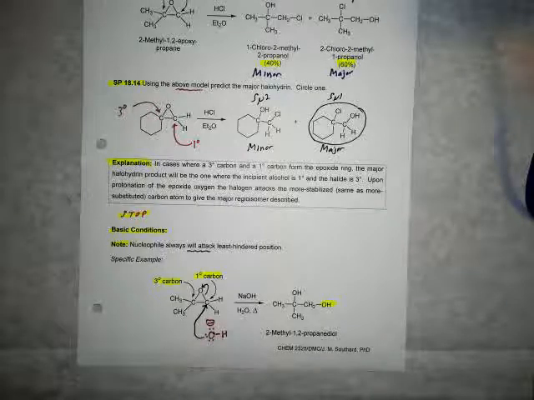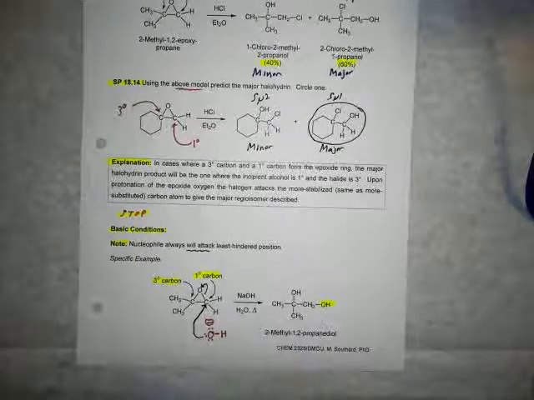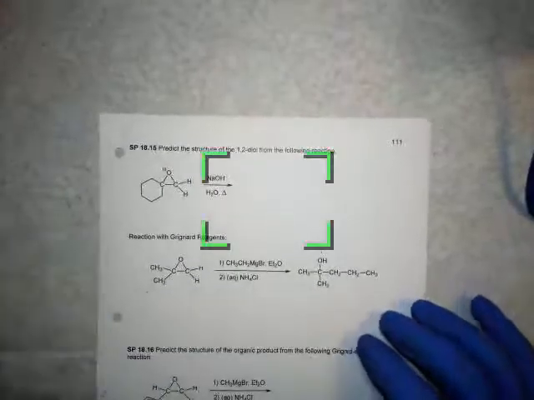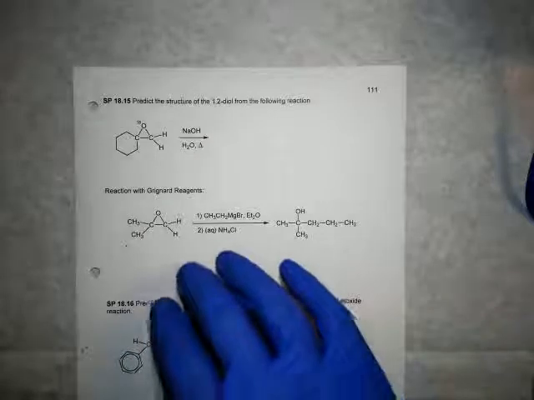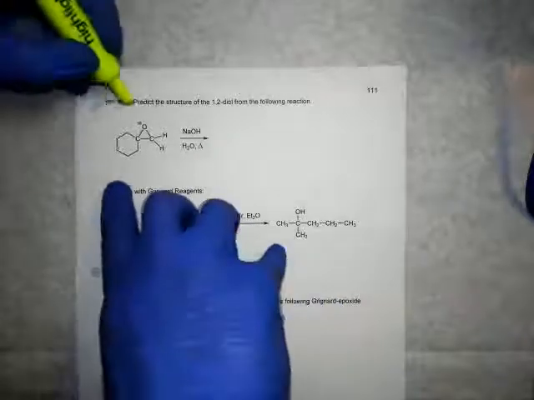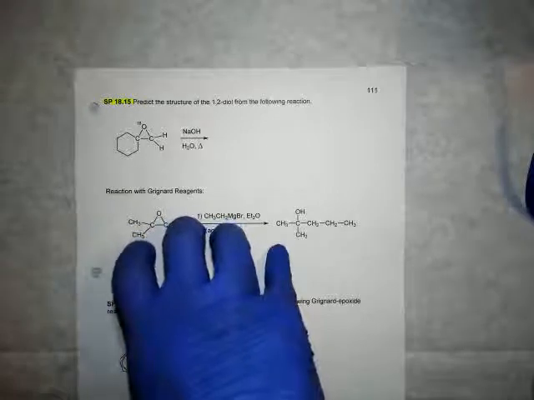Now, just looking at that, you say, well, how do you know that? How do I know that that OH wasn't this OH or vice versa? There's a way to study that, and that's what I have on page 111. Let's take a look at that. What we want to do is follow an isotopically labeled oxygen around. It says predict the structure of the 1,2 diol from the following reaction.